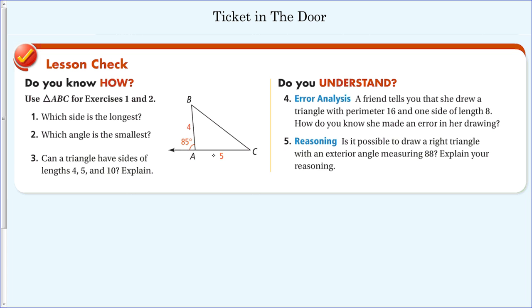Number 3, can a triangle have sides of lengths 4, 5, and 10? Is that possible to make a triangle? Number 4, a friend tells you that she drew a triangle with a perimeter of 16 and one side length of 8. How do you know she made an error in her drawing? And she did, in fact, make an error in her drawing. And number 5, is it possible to draw a right triangle with an exterior angle measuring 88 degrees?